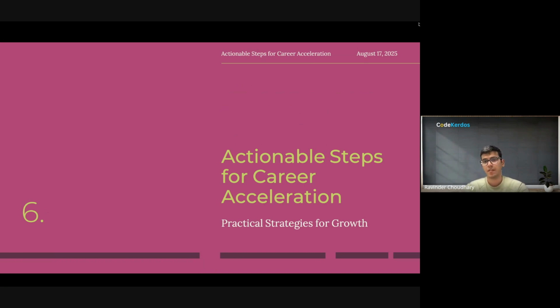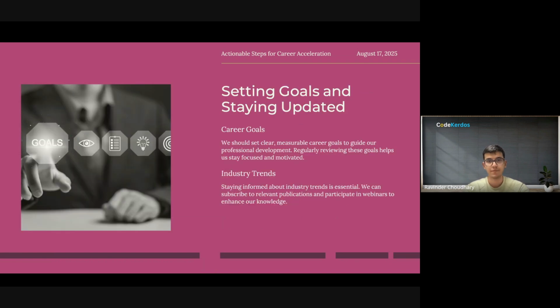Actionable steps. Talking about that, guys, setting goals and staying updated. It's very crucial that you set up some clear, measurable goals. Clear and measurable goals. This is again a very important term, measurable goals, so that you can actually progress in your career. As I said earlier, professional development is not about working at XYZ company. No. Professional development is about staying updated with the changing trends in the industry, things which are coming new in the industry, because we are working in a very dynamic sector.